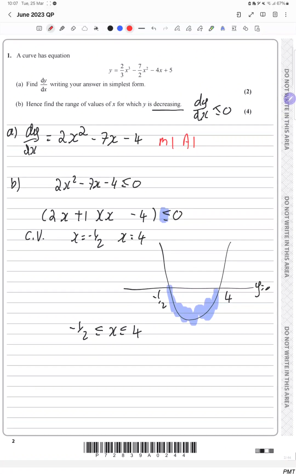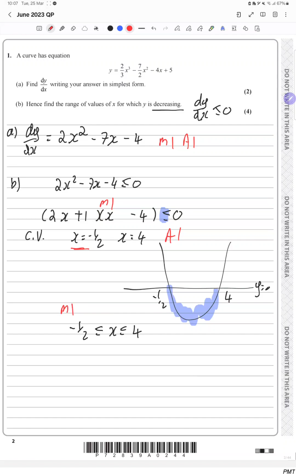For part B, we get our first method mark for attempting to solve this quadratic. So for having this factorised, using the formula, getting to, we do need to get to this point of x equals something. Getting these 2 correct critical values is our answer mark. So the actual inequality, even at this point, hasn't really mattered. So even if you just solve that quadratic, you get these 2.